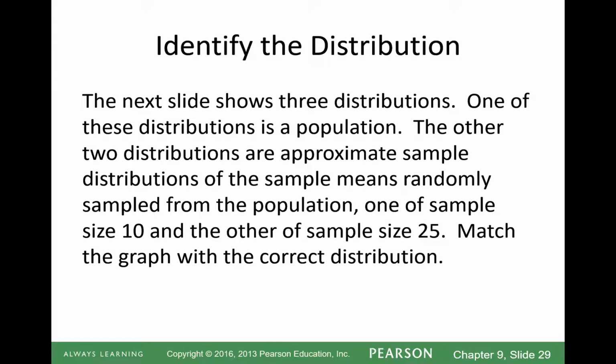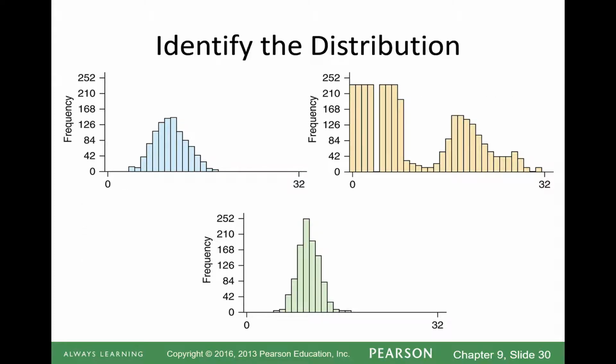Identifying the distribution. The next slide shows three distributions. One of them is the population. The other two are approximate sample distributions of sample means randomly drawn from the population. One sample size 10, the other is 25. Match the graph with the correct distribution. This first one here, this one here.